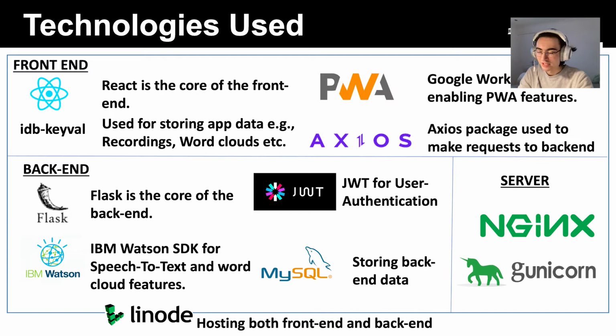The backend is written in Python and uses Flask as its web framework. The IBM Watson SDK is used for transcription and word cloud generation from the audio recordings. And the MySQL database is used to store and manage the data on the backend, such as account details. The backend is deployed on a Gunicorn WSGI server. Both the front end and backend are delivered on an Nginx web server, which runs on an Ubuntu 21.10 virtual machine and deployed on Linode.